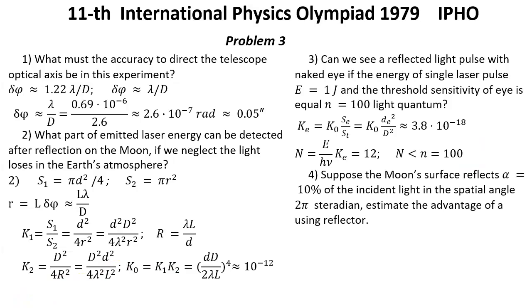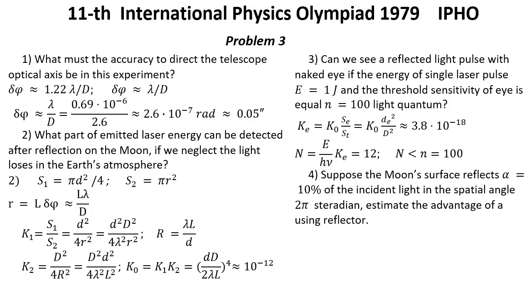Question number 4. Suppose the Moon's surface reflects alpha equal 10% of the incident light into the spatial angle 2 pi steradians. Estimate the advantage of using a reflector. Solution. In the absence of a reflector, alpha equal 10% of the laser energy that got onto the Moon is dispersed by the lunar surface within a solid angle omega 1 equal 2 pi steradians.